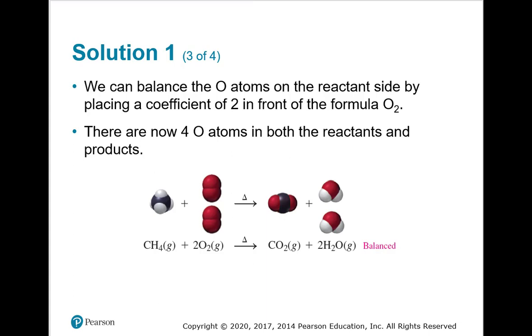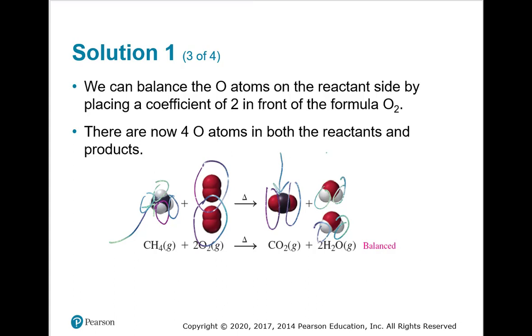This shows us pictorially that we are balanced. I have 1 black carbon here on the left, and there's 1 carbon on the right. On the left here I have 4 white hydrogens, and on the right, I have 1, 2, 3, 4 hydrogens. On the left, I have 1, 2, 3, 4 red oxygens. And on the right, I have 1, 2, 3, 4 red oxygens.